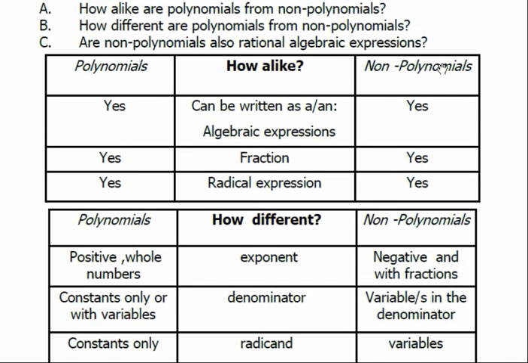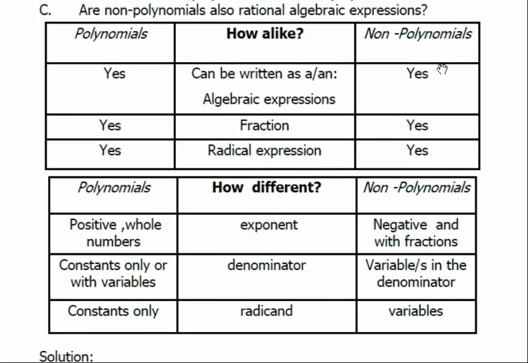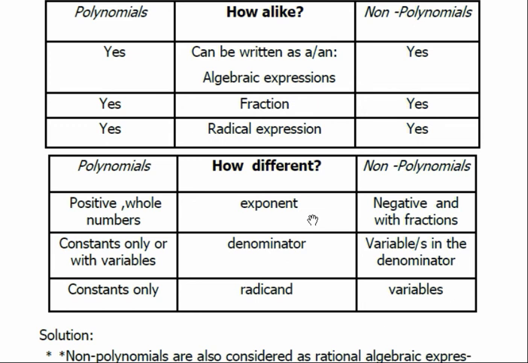What are their differences? For question B, how different are polynomials from non-polynomials? In terms of their exponents, take note, polynomials have positive exponents and whole numbers, meaning it includes 0. Non-polynomials have negative exponents and rational exponents, or when we say rational, it involves fractional exponents. So those are non-polynomials.